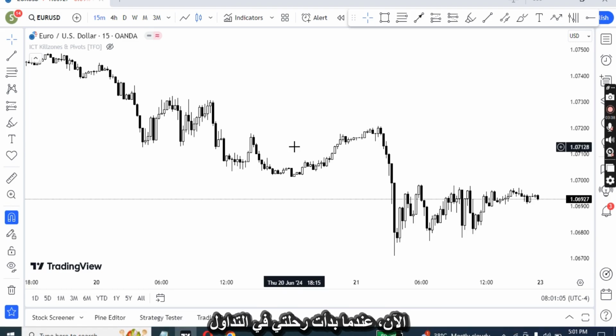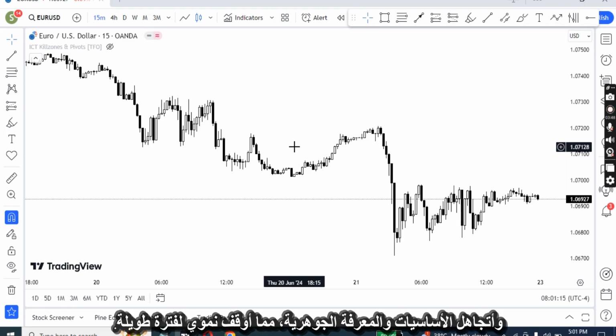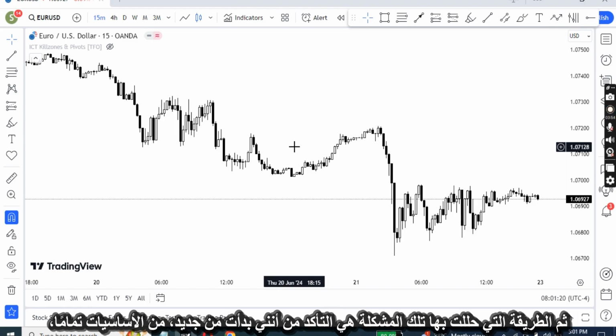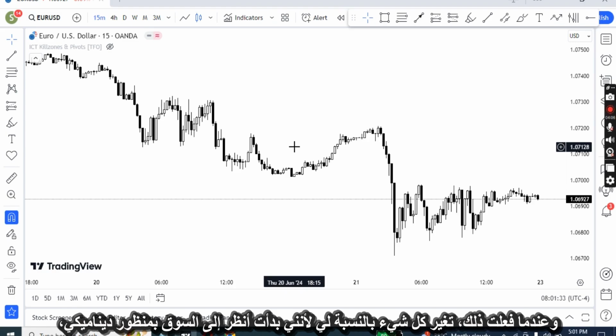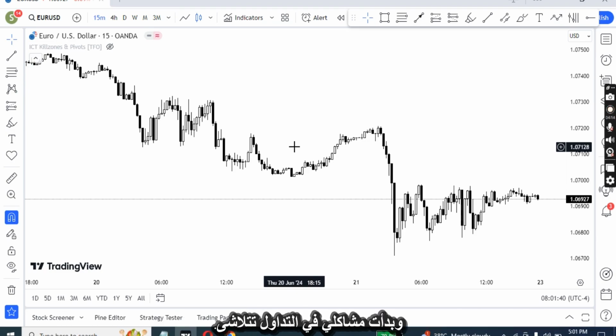Now, when I first started my trading journey, I had the same issue. I gave significance and importance to the intermediate and advanced side of things and ignored the basics and fundamental knowledge, which halted my growth for a lot of time. And then how I solved that problem is by making sure that I start over right from the basics and then build my fundamental and basic knowledge in the most refined and efficient way possible. And when I did that, everything changed for me because I started to look at the market with a dynamic perspective and my trading problems started to fade away.